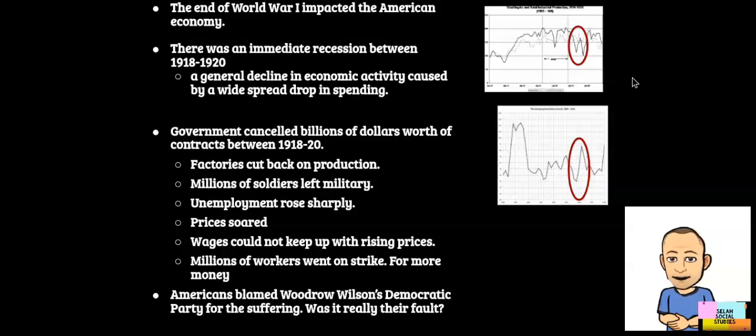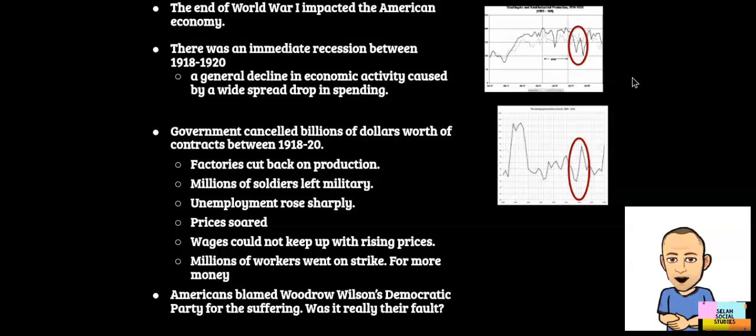The United States government canceled billions of dollars worth of contracts with businesses that produced war supplies, and millions of soldiers left the military and took many of their jobs back, contributing to a large spike in unemployment of women, as well as the millions of Mexican and African Americans who traveled north to take factory jobs that were abandoned at the start of the war. Prices on goods soared, and the salary of the factory laborer could not keep up with the rising prices, leading to strikes across the nation.